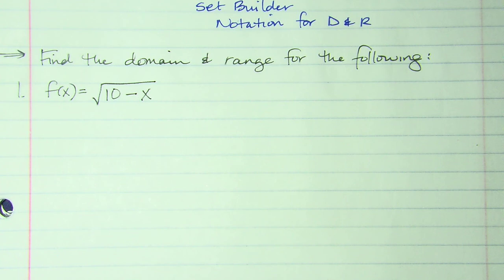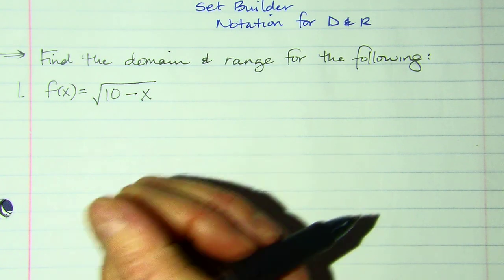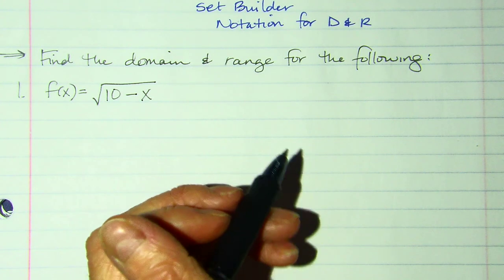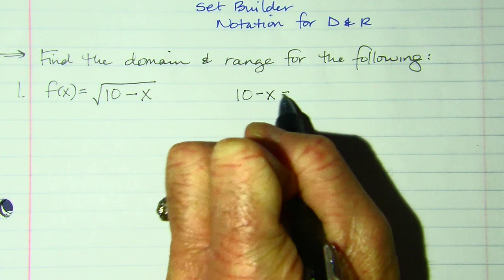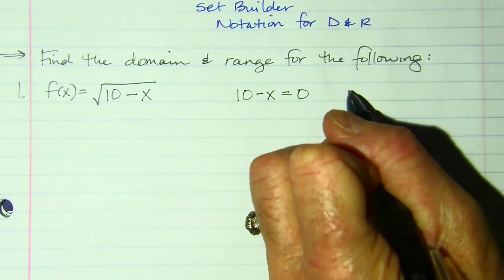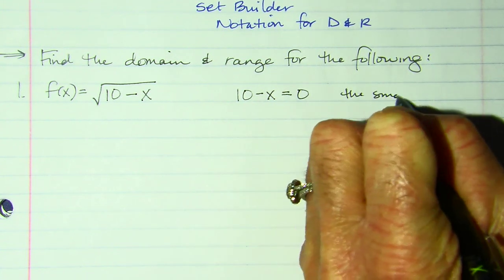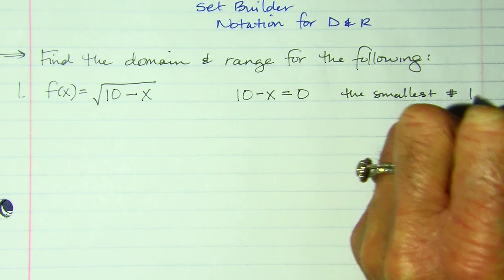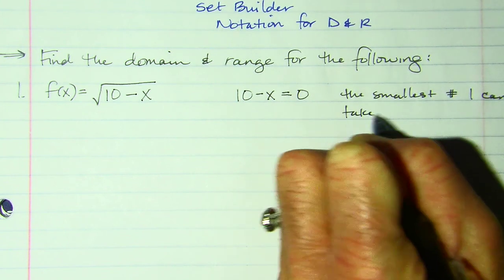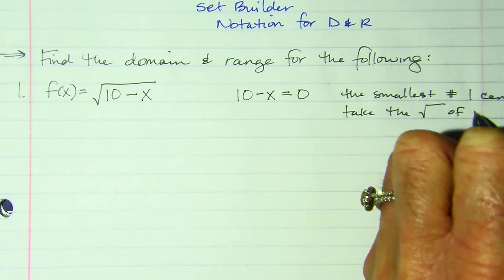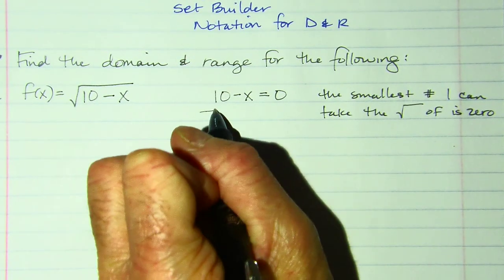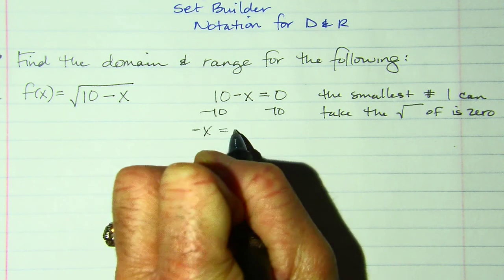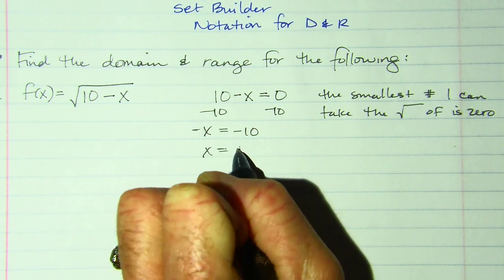You might need a little background for the square root function. I cannot take the square root of negative numbers. So the smallest number I can take the square root of is 0. That's why I'm setting this equal to 0. I'm going to subtract 10, and that gives me negative x equals negative 10. So x equals a positive 10.